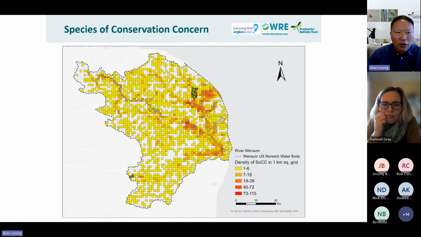The other thing worth noting is that indeed the entire Broadland River catchment is covered by this grid. It somehow reflects this entire region. Actually, it's quite important because many areas are supporting populations of species of conservation concern.